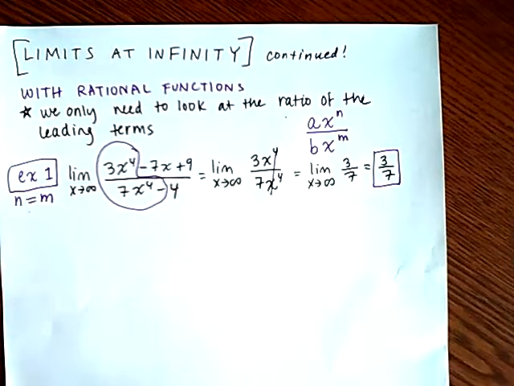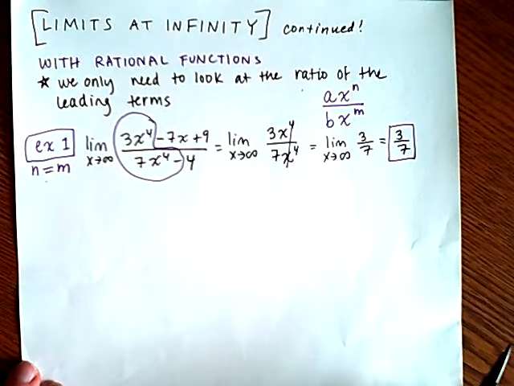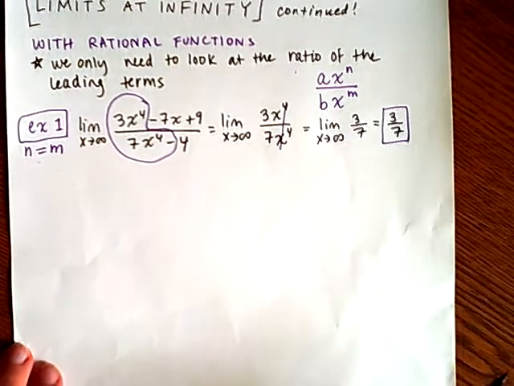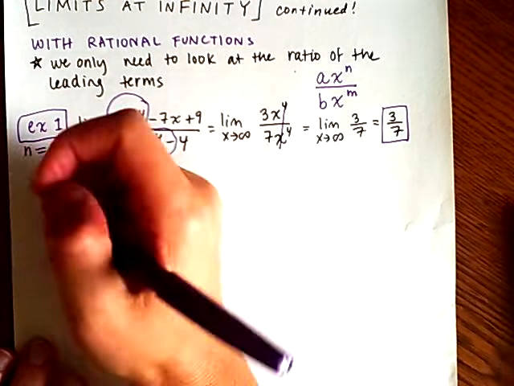That means that there's an asymptote, right? There's a horizontal asymptote at 3/7 as x goes to infinity. Okay, let's look at the next example.